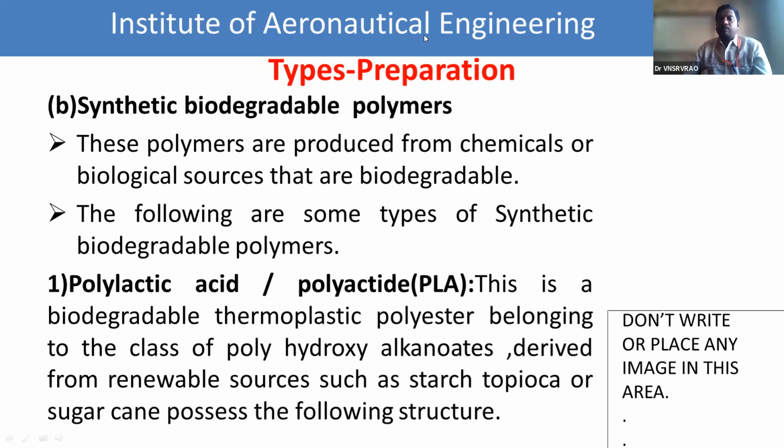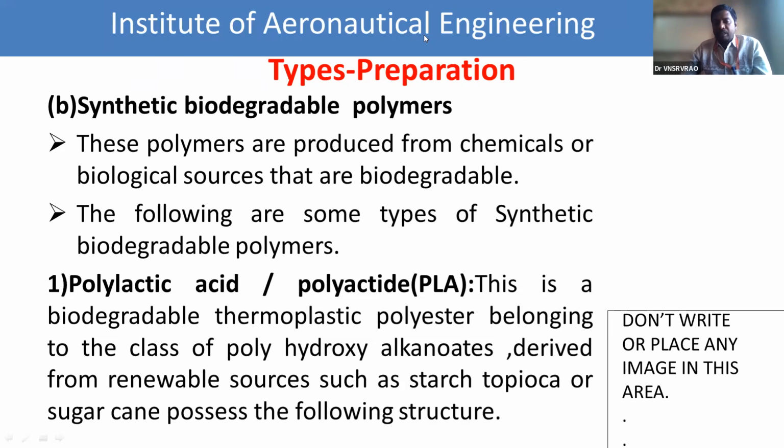So this is one of the biodegradable thermoplastic esters belonging to the class of polyhydroxyalkanoates. According to the definition, synthetic polymers are obtained from chemicals, especially from naturally occurring biodegradable polymers. So in the case of polylactic acid, the naturally occurring biodegradable polymer is the polyhydroxyalkanoate. That means polylactic acid is one of the synthetic biodegradable polymers which is derived from the naturally occurring biodegradable polymers, that is polyhydroxyalkanoates.